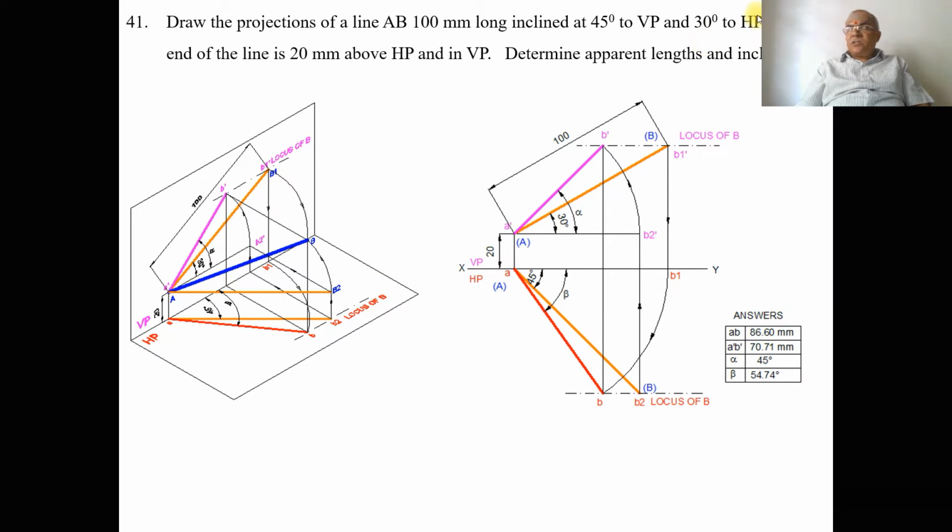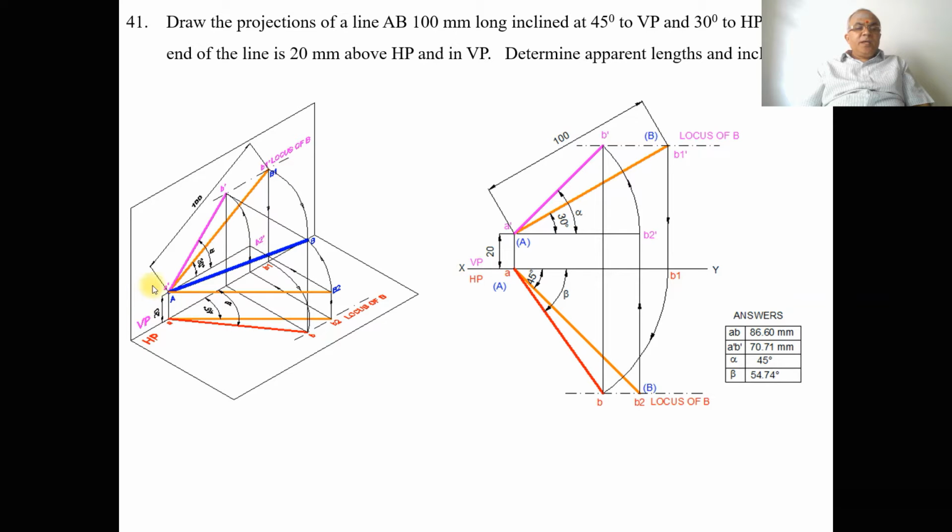And then 30 degrees to HP. The inclination with respect to HP is seen in VP. So A dash is there on the vertical plane. With A dash as center, you measure an angle of 30 degrees with respect to HP. Inclination with respect to HP is seen in VP. So you draw a line inclined at 30 degrees to HP of a length of 100. Once you get this point B1 dash, in this case B1 dash and B1 both are going to be on the same line.